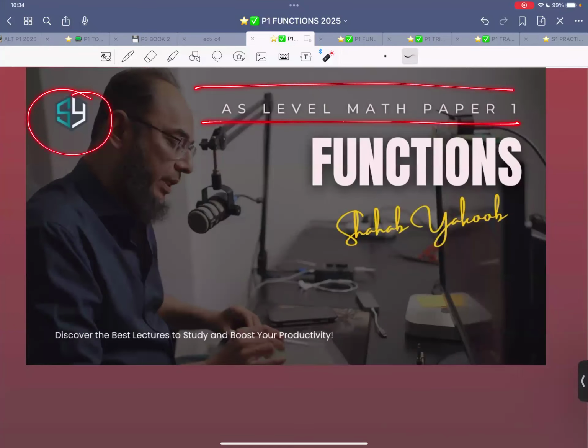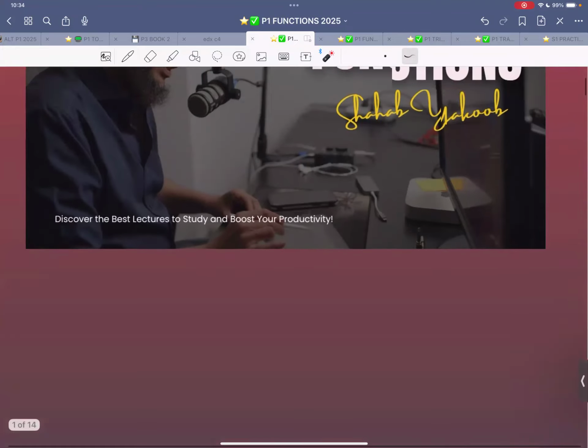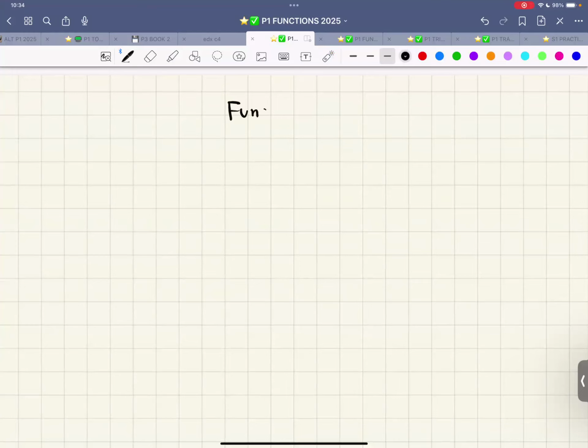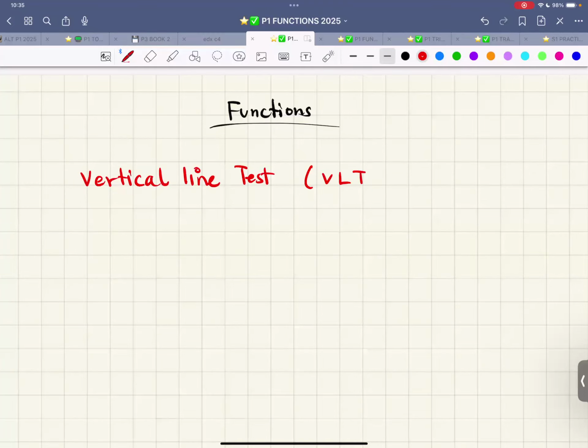We are studying AS level math, paper 1, and we are focusing on this particular topic of functions. Now, when we talk about functions, one of the things that usually comes up is whether a certain line, a certain graph, is that of a function or not. So we apply the vertical line test. Let's write this as VLT.